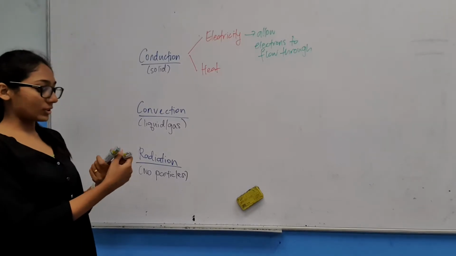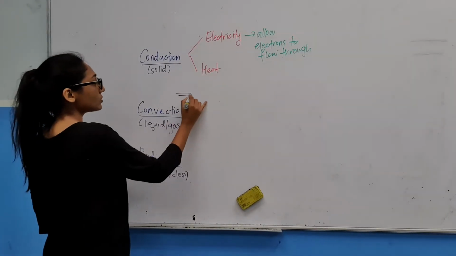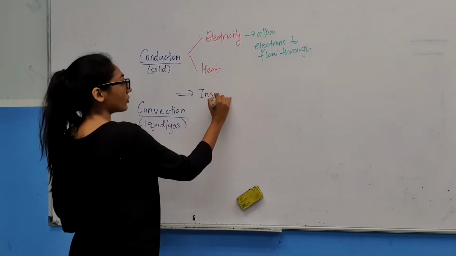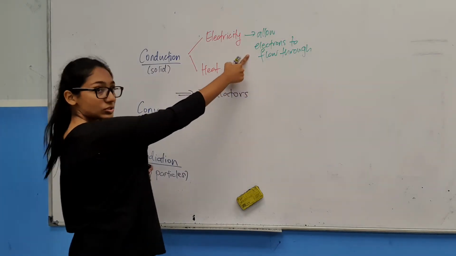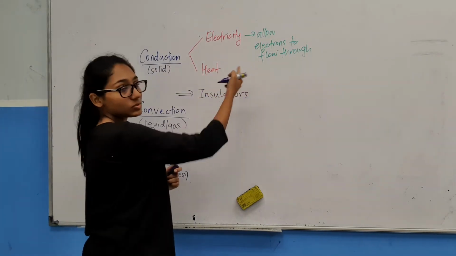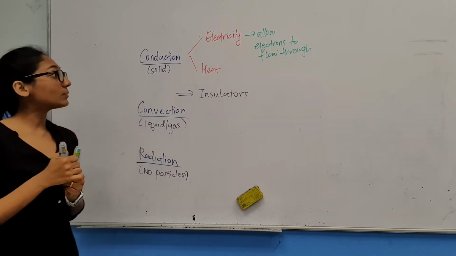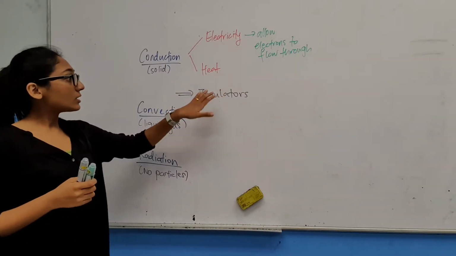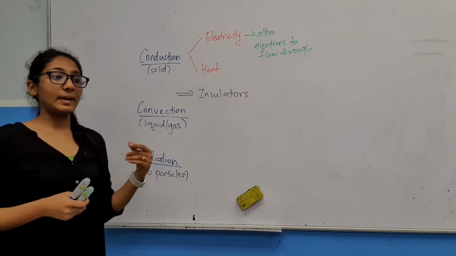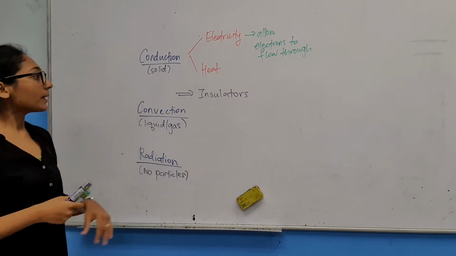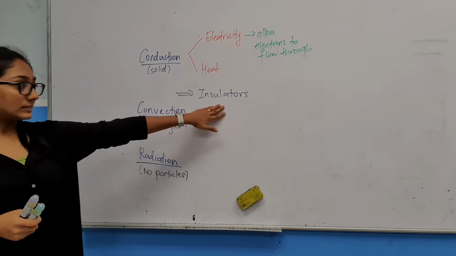Together with conductors, we also have insulators. Insulators are the opposite of conductors. If electrical conductors allow electrons to flow through, insulators do not. Same thing with heat: heat insulators are objects that cannot conduct heat, for example plastic and wood.